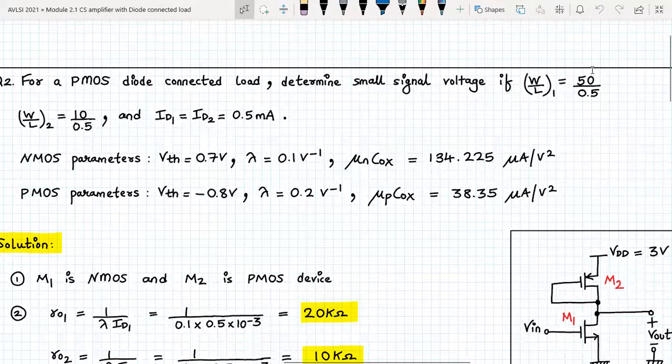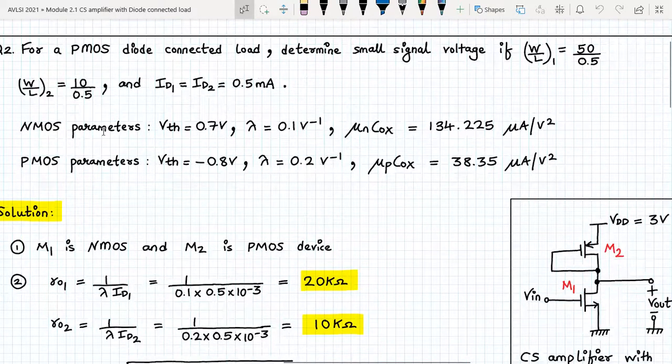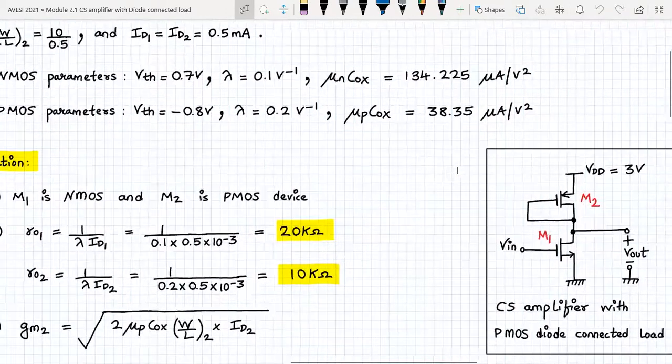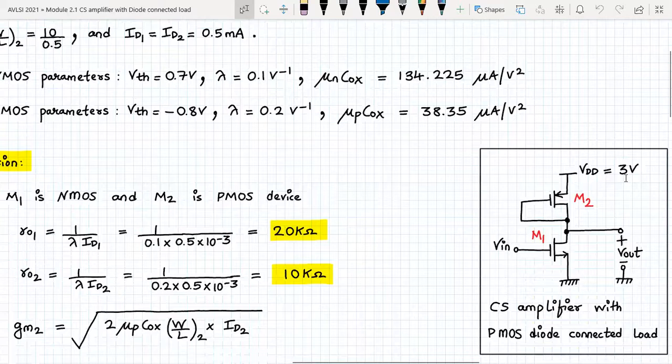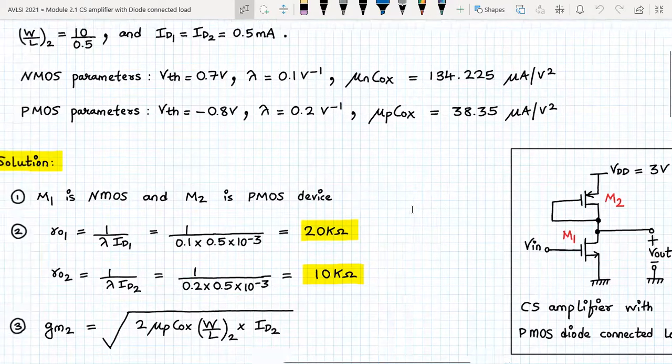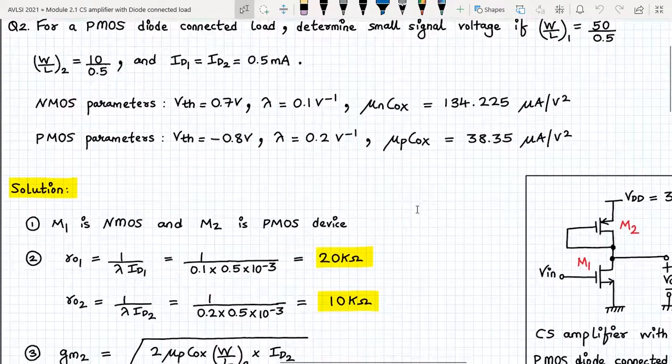If W by L of 1 is 50 by 0.5, W by L of 2 is 10 divided by 0.5, and ID1 and ID2 are 0.5 milliamperes, certain NMOS and PMOS parameters are given to us, like VTH, lambda, and mu n into Cox. Similarly, for PMOS, the VTH value, lambda, and mu p into Cox values are given. For the PMOS diode connected load, the VDD supply is given as 3 volts. This is my M1 and M2 transistor. Please don't interchange them. M1 transistor is the driver, M2 transistor is the load, because the formulas depend upon them. So we have to find the small signal voltage gain.